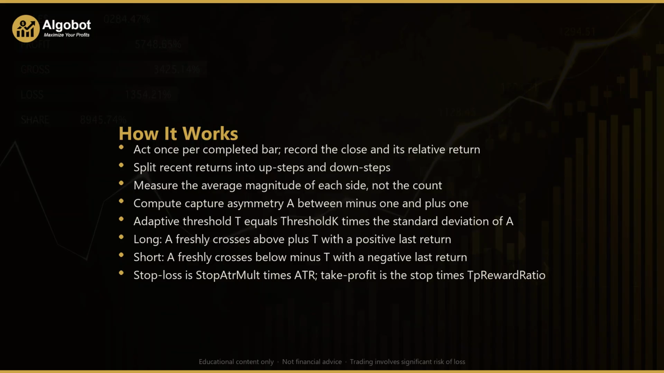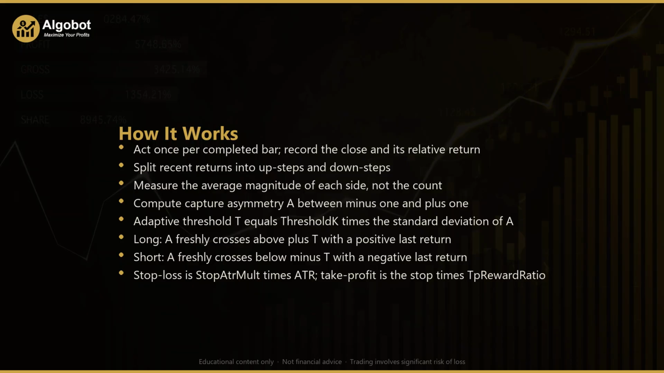Instead, it measures the average size of each group. It calls the average up step G+ and the average down step G-. The capture asymmetry, labeled A, is simply the difference between the two divided by their sum. That keeps it neatly bounded between -1 and +1. When up steps are much larger on average, A leans positive. When down steps are larger, A leans negative. When they are similar, A sits near 0.